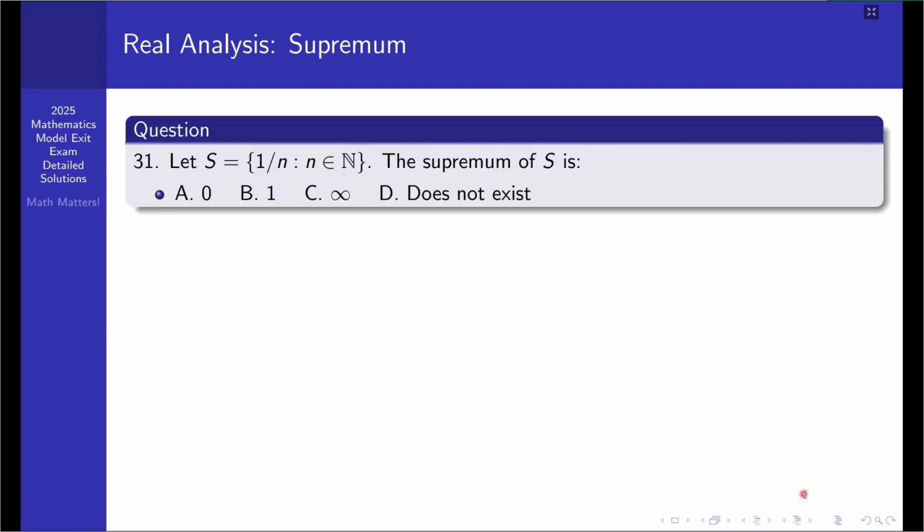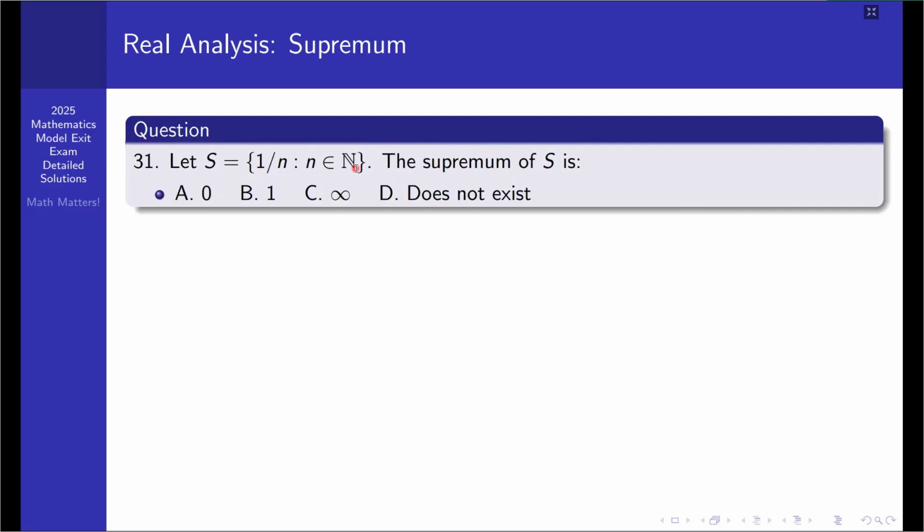Question number 31. Let S be equal to the set of 1 over n such that n is an element of the natural numbers. Then the supremum of S is. In order to answer this question, we have to know what supremum is. Supremum is the maximum element of this set. It is given like 1 over n whenever n is a natural number.